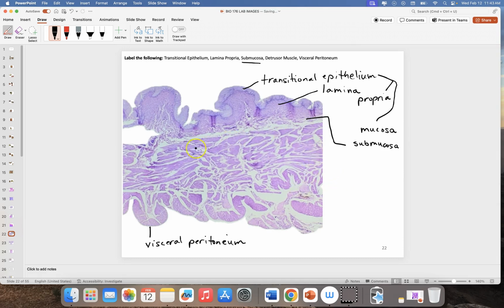Next, we can see all of this smooth muscle here. We have this huge layer of smooth muscle. I'll go ahead and bracket that off for us. Again, all of this smooth muscle here. This smooth muscle has a special name, and it is called the detrusor muscle.